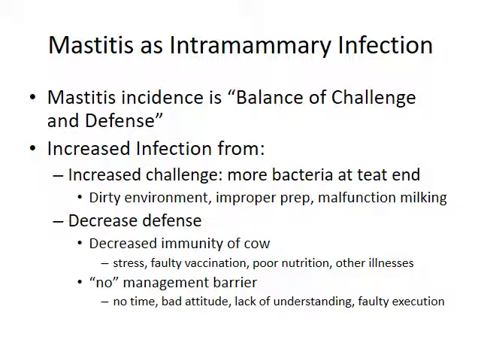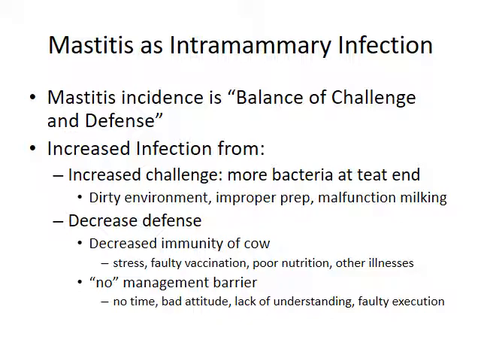We may have decreased defenses, so same challenge, but the animal has decreased defenses, and the lessening of defenses makes the challenge greater, and the challenge wins. So we can look at decreased immunity for the cow. The cow's defenses in some way, shape, or form are disrupted. We can think of stress, faulty vaccination schedules, poor nutrition, and other illnesses that are going to predispose her or split the immune system away from the udder.